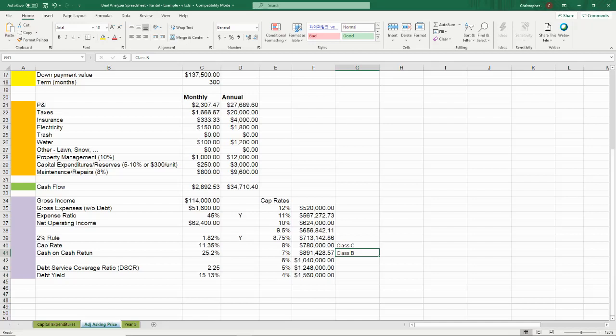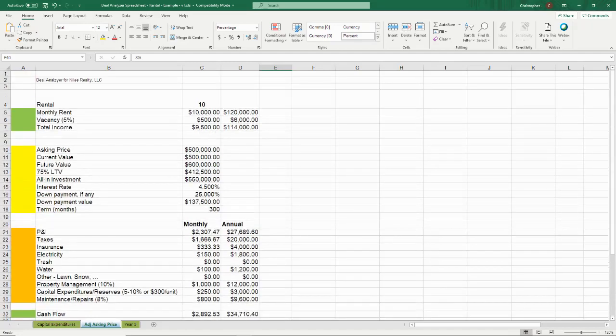Let's stick with this 8% for a moment. Remember, 8% equals a value of $780,000. Let's just keep our mind on that for a moment. And let's go back and look at the income of this real estate asset. We said this was a 10-unit apartment building. I've got 10 here, and it brings in $10,000 in rent. So 10 units times $1,000 each equals $10,000 a month in lease or rental payments.